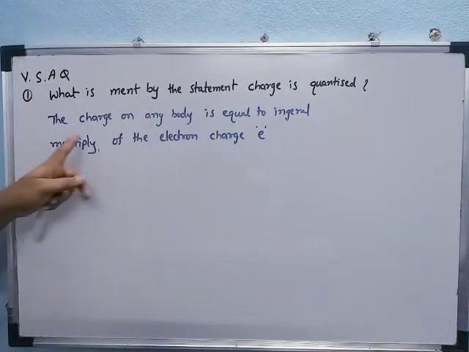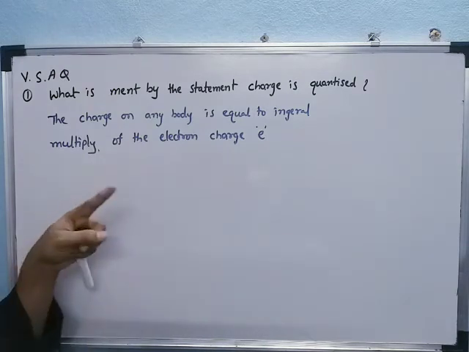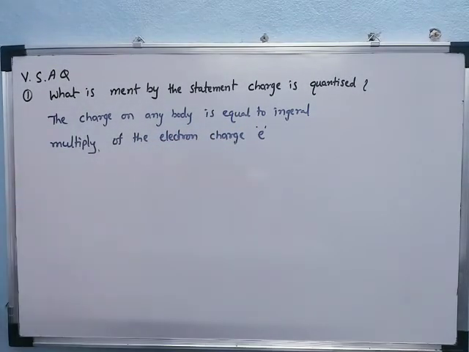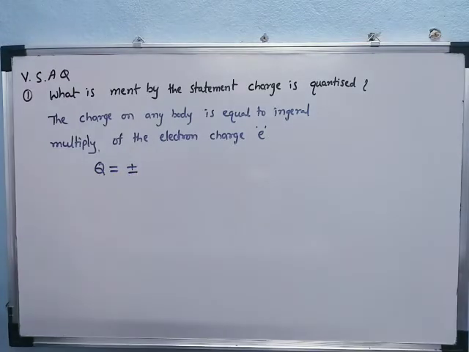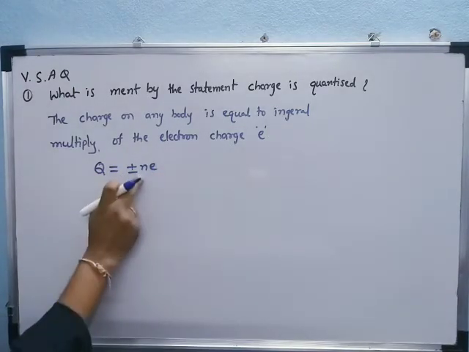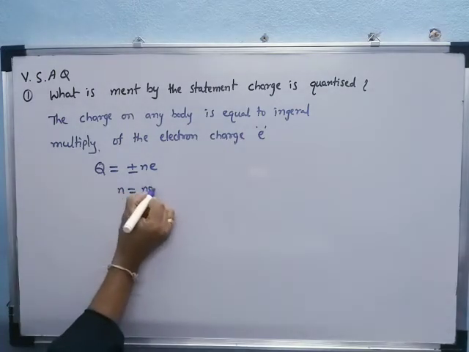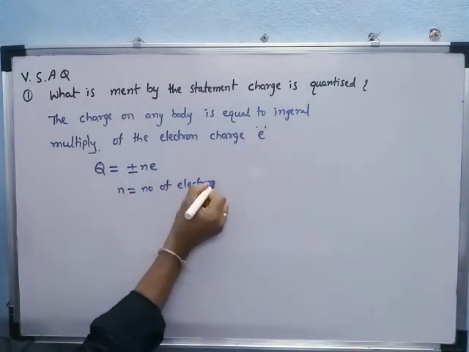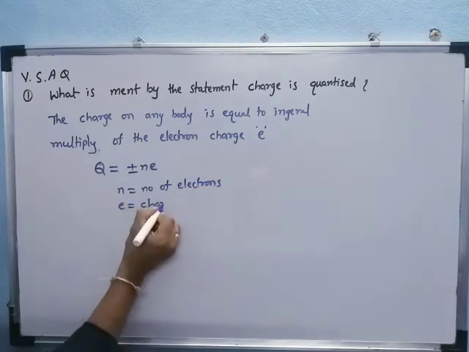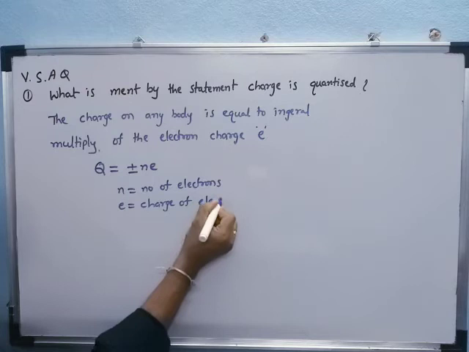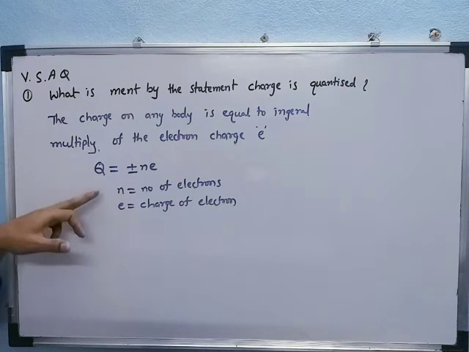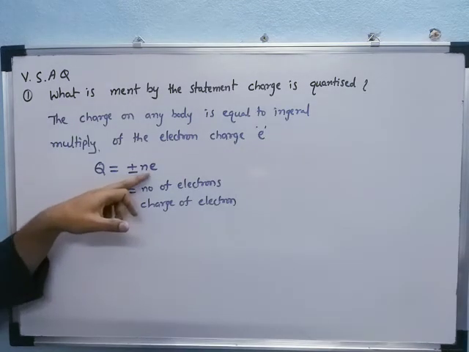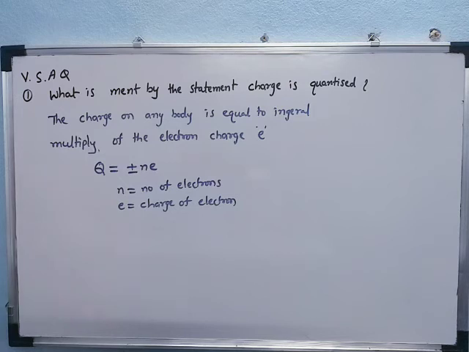See, what is it? The charge on any body is equal to an integral multiple of the electron charge. Q is equal to plus or minus n into E. N is equal to the number of electrons. E is equal to the charge of an electron. This is nothing but quantization. That is, the charge on any body is an integral multiple of the charge of an electron. That is called quantization.